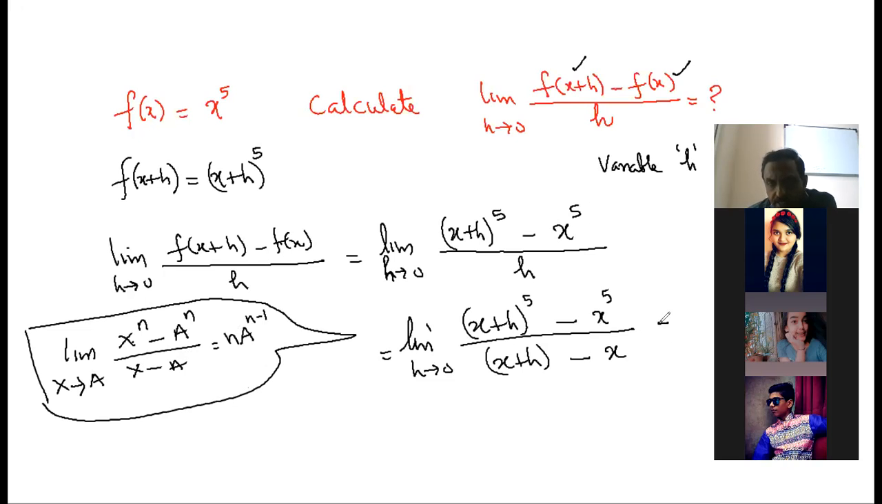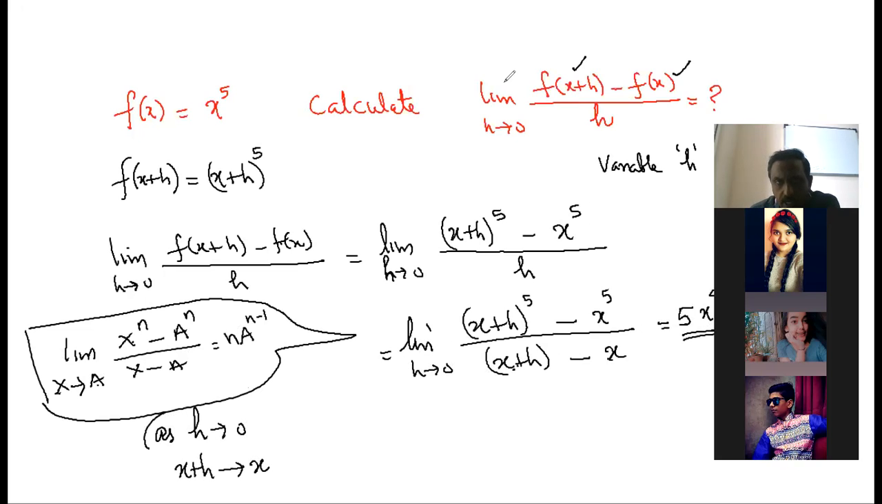Can anybody tell me the answer? It will be 5 x raised to 5 minus 1, 4. Very good. So that will be your answer. But here this is not matching. This should tend to this, right? But you know that when h value is becoming 0, x plus h value also will become x. Right or wrong? Yes, sir.